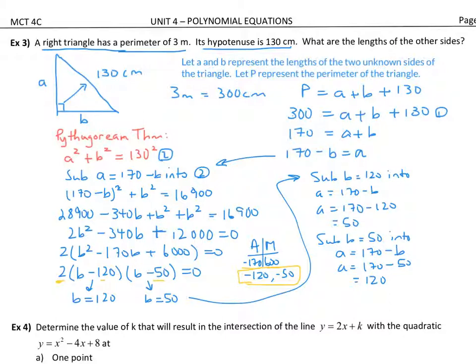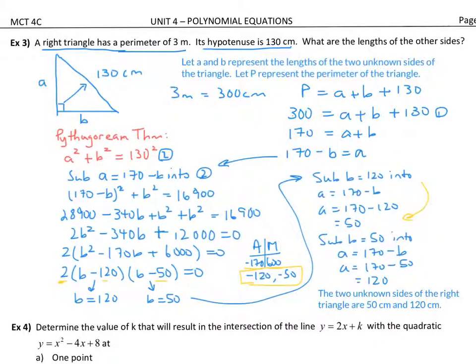Now all that this is saying is that I could rotate that triangle. They're both positive values, so they're both perfectly fine for the B. And when you sub that into my other equation, I got my A value being 50 or my A value being 120. So really, your two side lengths are either 50 and 120 or 120 and 50, which really is the same thing, just a rotated triangle. All right, so therefore the two unknown sides of the right triangle are 50 centimeters and 120 centimeters.